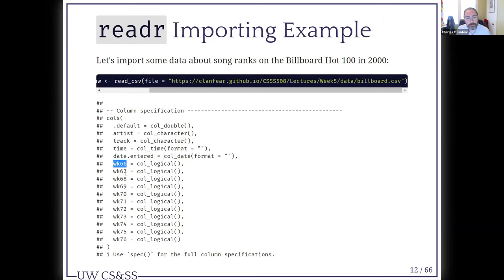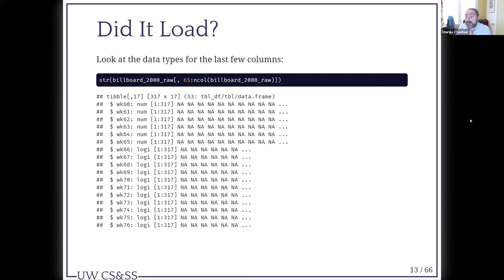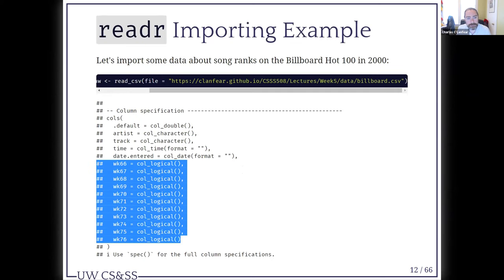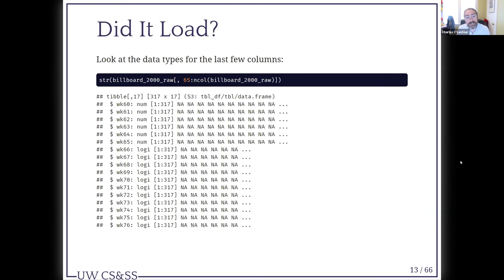And then it formatted a bunch of these, the week 66 through 76 columns, as logical. Formatting things as logical typically happens when those columns are all blank, because logical columns take up the least space in your RAM. So if there's nothing in them, R will load it in as a logical to save you as much memory as possible. Okay, it's a lot of information right there, but I'm telling you, this thing is smart. It has reasons for choosing the column types. So, like I said, it loaded in a whole bunch of columns as logical. When you see readr load in a logical, it usually means there's something weird about that column. Perhaps there's a whole bunch of missing data. That's exactly the case here. If I say, give me the structure of my billboard_2000_raw data and then look only at the 65th through end of my data columns.